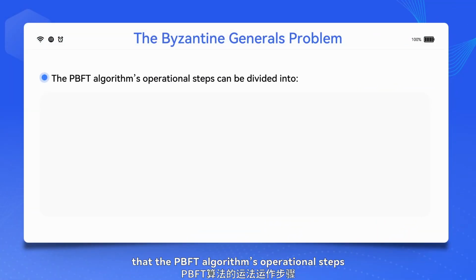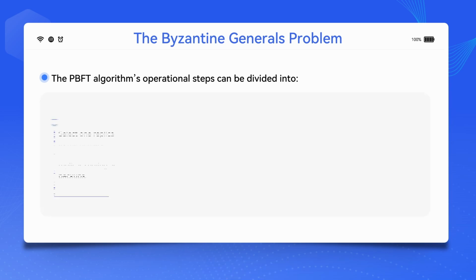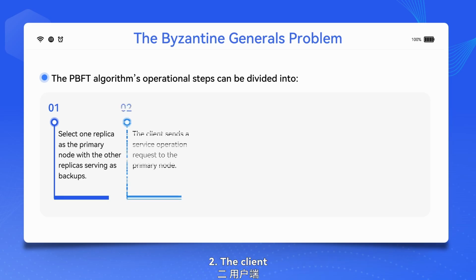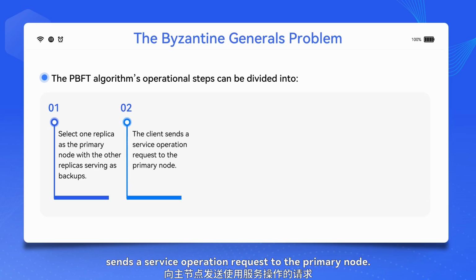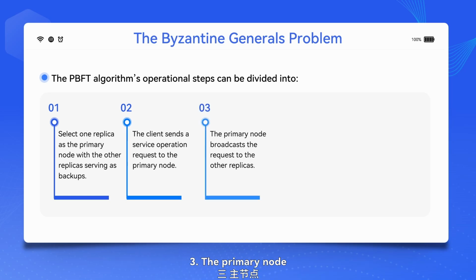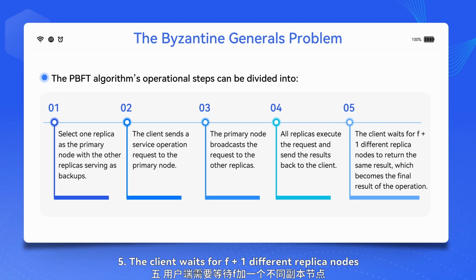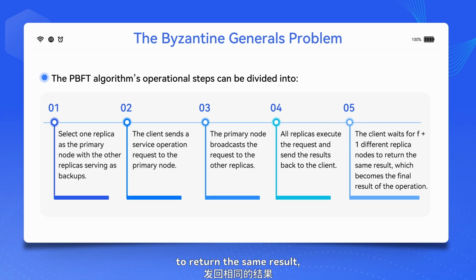So, we say that the PBFT algorithm's operational steps can be divided into: 1. Select one replica as the primary node, with the other replicas serving as backups. 2. The client sends a service operation request to the primary node. 3. The primary node broadcasts the request to the other replicas. 4. All replicas execute the request and send the results back to the client. 5. The client waits for F+1 different replica nodes to return the same result, which becomes the final result of the operation.